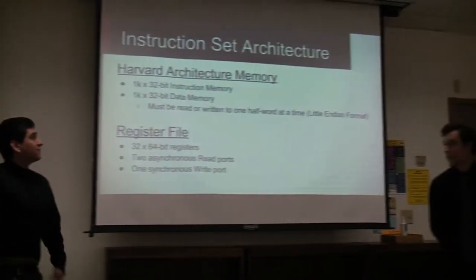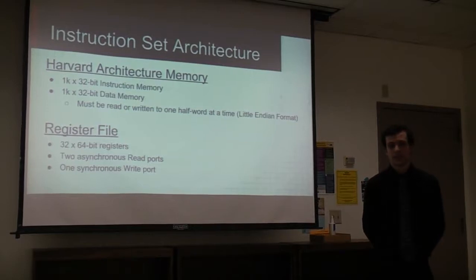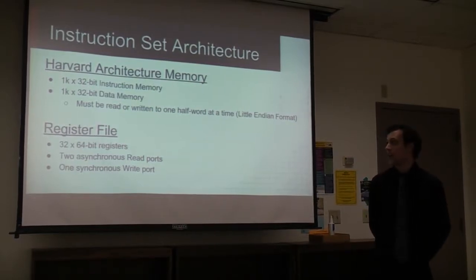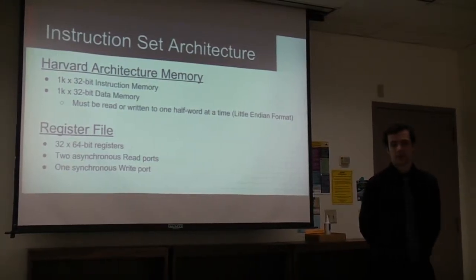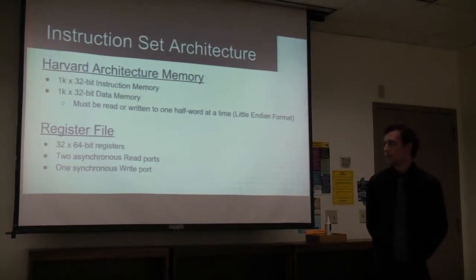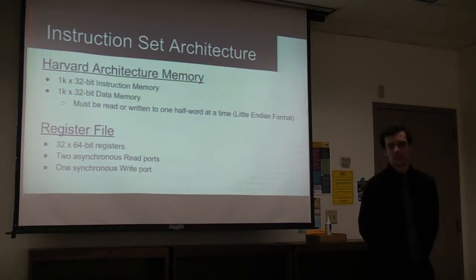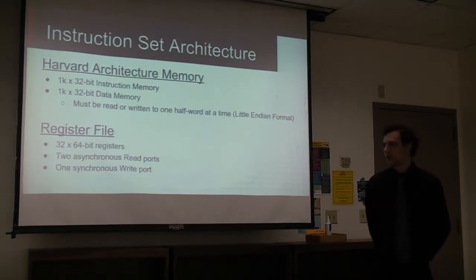Alright, looking at the overview of our processor, it shares an ISA with the baseline, having a Harvard-style memory architecture, 1K by 32-bit external memory, and we have two register files internally with 32 by 64-bit registers. Now, due to the difference in size between the internal memory and the external memory, it requires 2 cycles in order to store or read from memory in little endian format, meaning we store the smaller half word and then the larger half word.